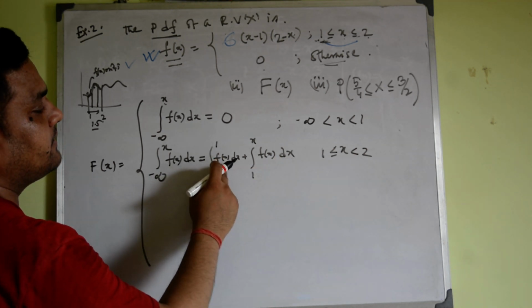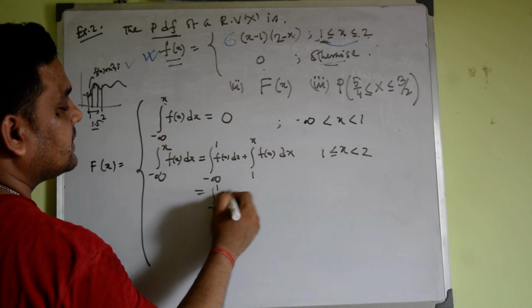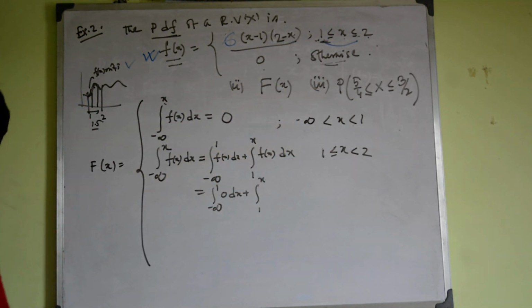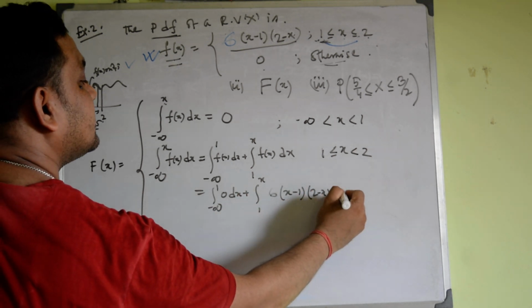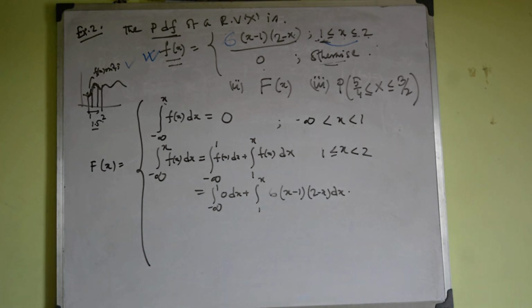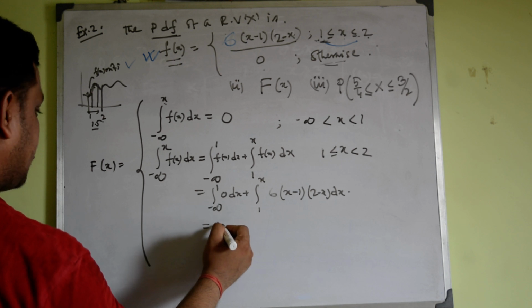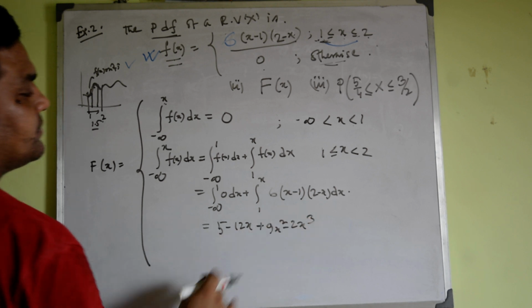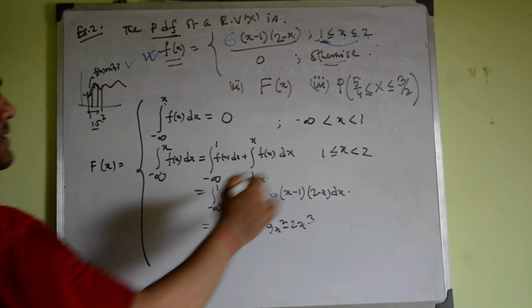Within that interval, the value is from the elsewhere condition. So this equals minus infinite to 1, 0 into dx, plus 1 to x. Here f(x) means this value, so you just write 6 into (x minus 1) into (2 minus x) dx. Clear? Now if you calculate it, you can integrate it easily. You will get 5 minus 12x plus 9x square minus 2x cube. Just multiply them and do simple integration, putting the upper limit x and lower limit 1, when x lies between 1 to 2.